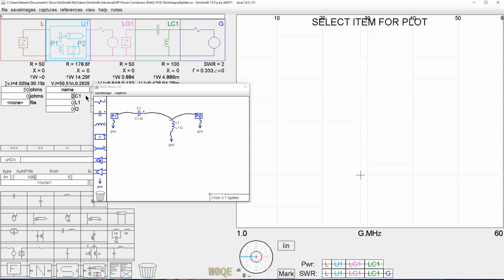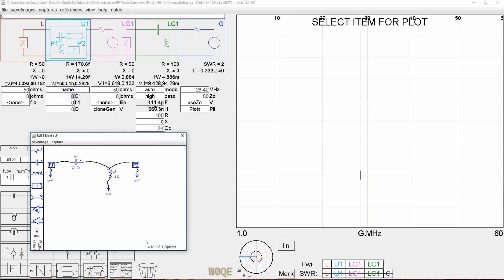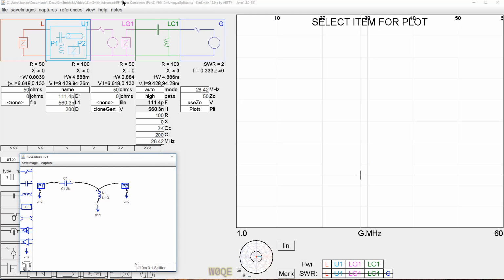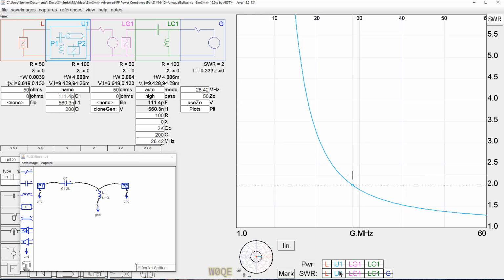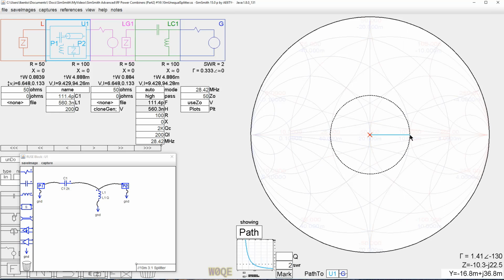Now, if I set the capacitor to the same value I got from the tuner here, 111.4 picofarads, I set the inductor to be 560.3 nanohenries, and let's say it's a Q of 200. What I'll see if I do that should be obvious. Let's look at the point U1 here, and we'll see that it's 100 ohm impedance, just as we designed the network to be.